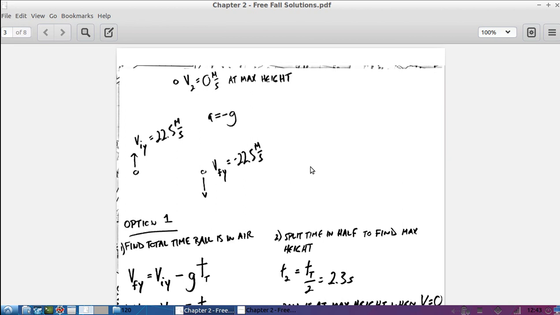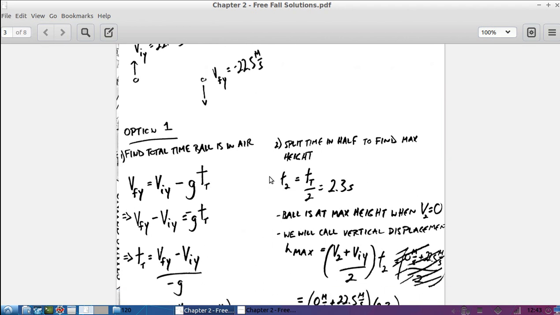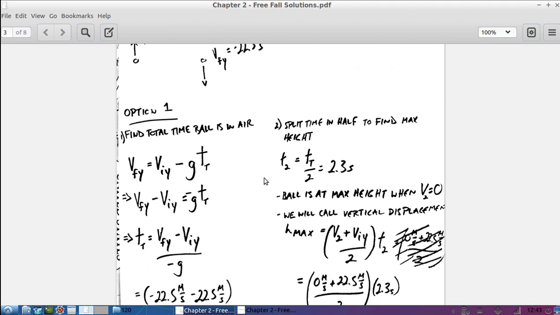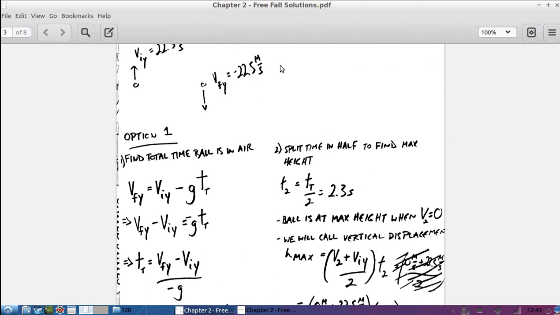So this is how I handled it. I found the total hang time first. And the reason I did that is because I know, based on the symmetry of the problem, I've got V final and V initial. Right? So this is kind of my shortcut here. This only works for a symmetric free fall problem.